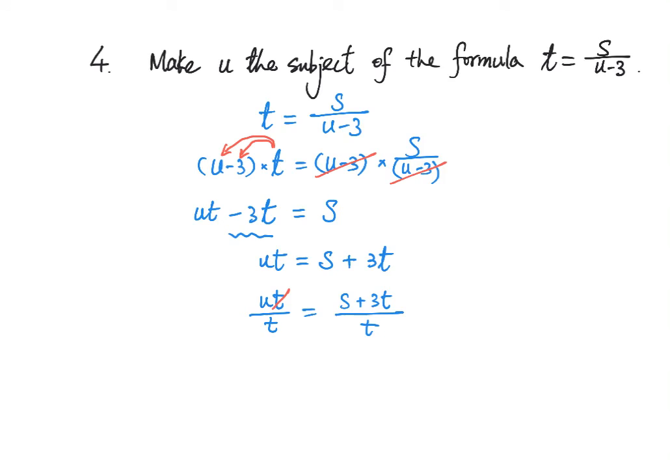t and t can be cancelled, so u is left. Now u is the subject. The subject equal to s plus 3t over t. That's it.